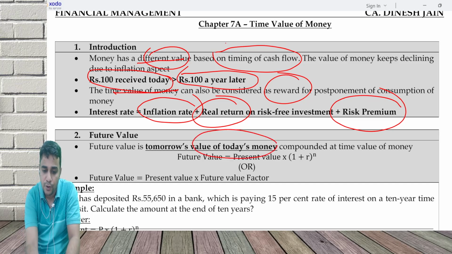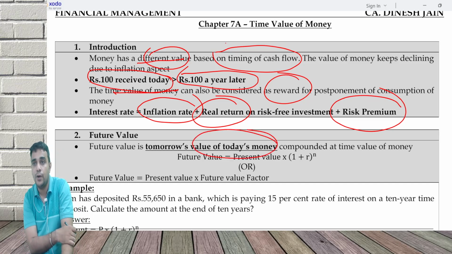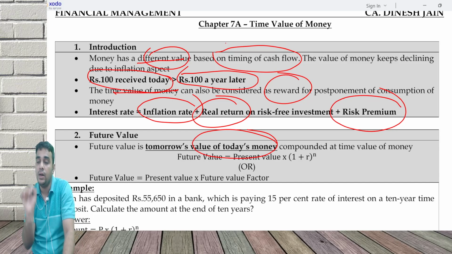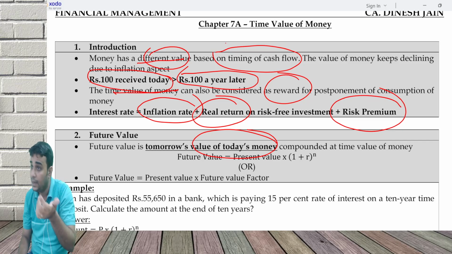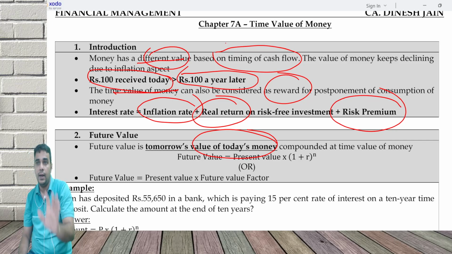Future value is tomorrow's value of today's money, compounded at the time value of money. The formula is PV into (1 plus r) whole power n. When I told you, 10,000 into 1.1 for 1 time, again into 1.1 for 2 times, that is square. If you do 3 years, power 3. 4 years, power 4. 5 years, power 5. 6 years, power 6. You can keep doing any number of years which you wish to. Any doubts on this part?